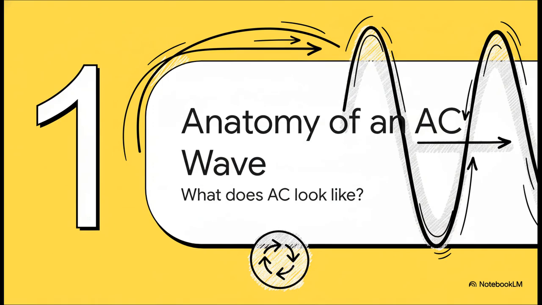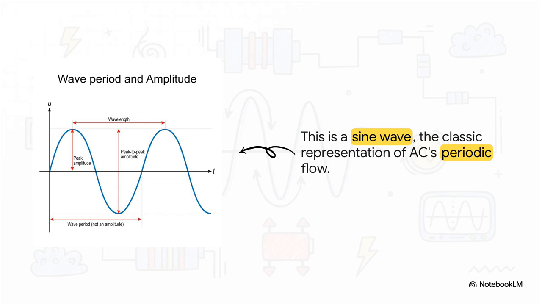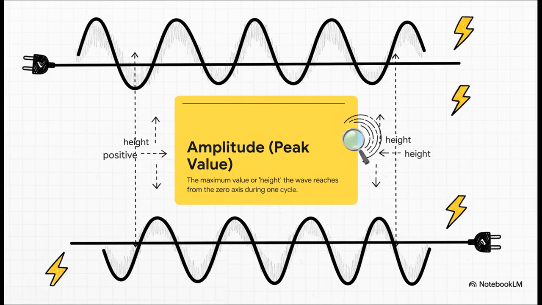But what does it actually look like for a current to alternate? To really get it, we need to see it in action. So let's break down the anatomy of an AC wave. And there it is. This beautiful flowing curve is called a sine wave, and it is the visual heartbeat of AC. Just look at how it smoothly rises up to a positive peak, dips back down through zero, falls to a negative peak, and then comes right back to the start, completing one perfect cycle before doing it all over again.